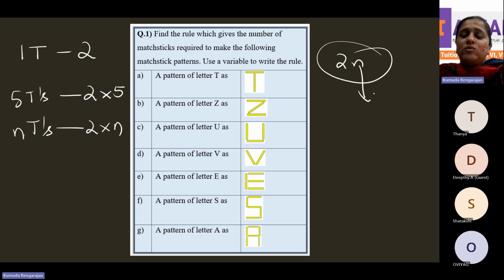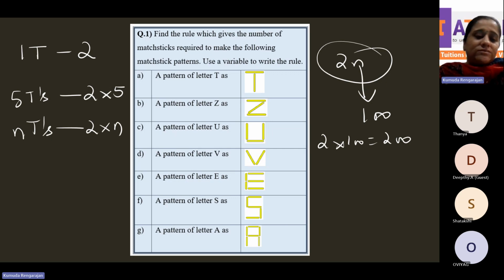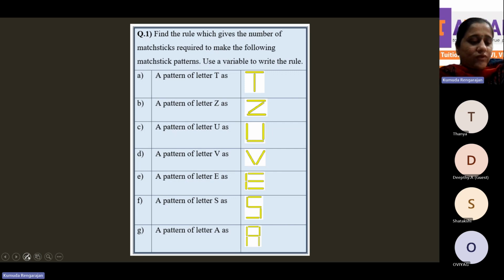So supposing your friend wants to make 100 T's, then you will tell her using your rule 2 into 100. You will tell your friend, hey, you need 200 matchsticks. How did you find out? 2n, 2 into 100, 200. Now tell me the rule for the next one. This is 2n. What's the rule for this?